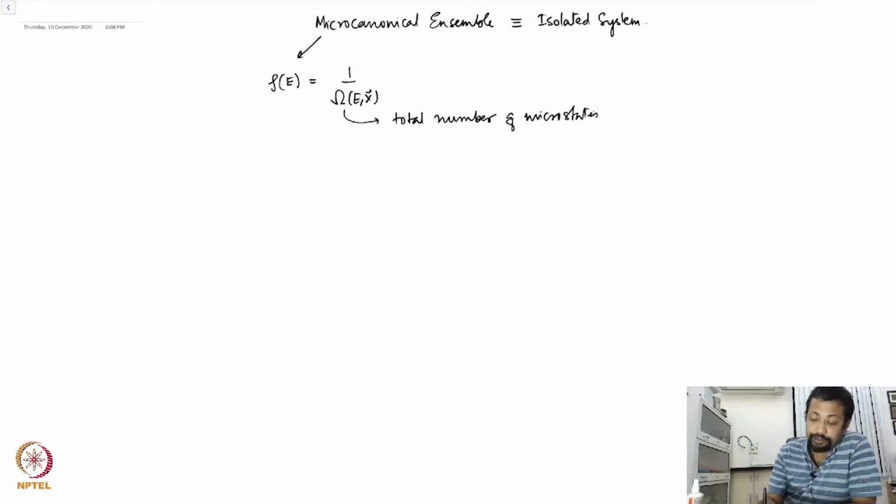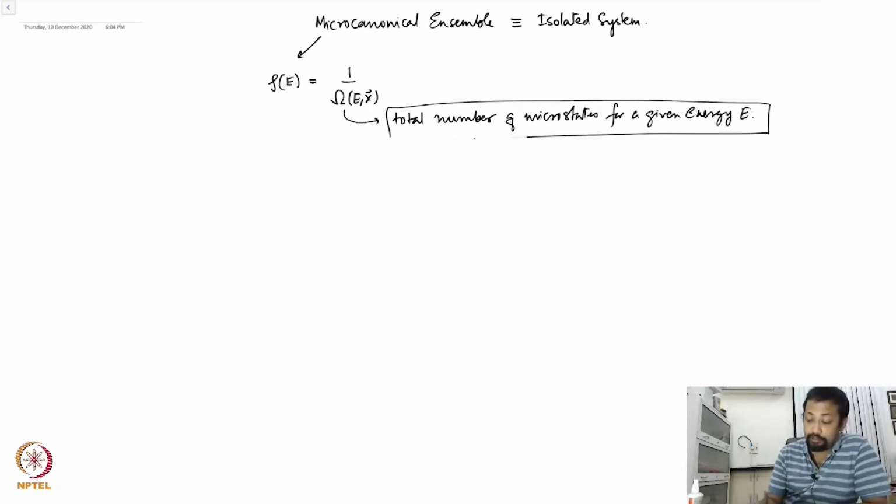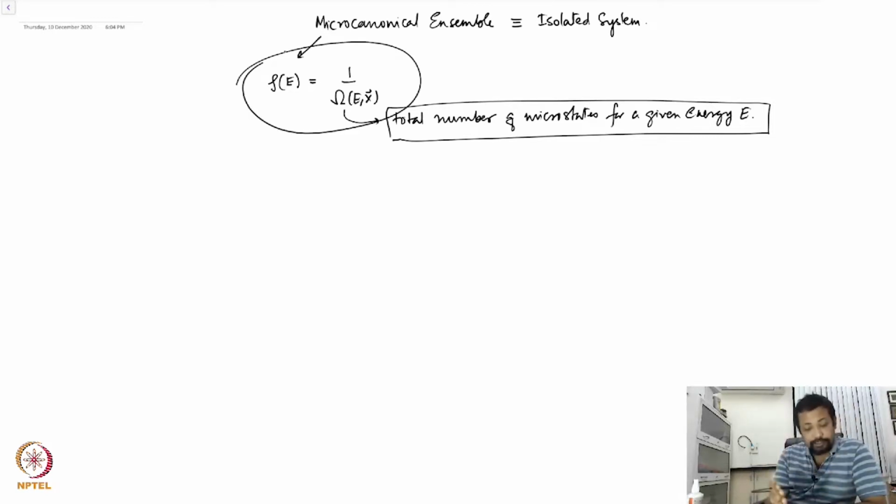Microstates for a given energy E, right? So this is what one must keep in mind. In doing calculations with the microcanonical ensemble, one should always calculate the total number of microstates for a given energy E. Now, whatever derivations and calculations we did in the earlier class, we had considered the system where my phase space variable, the microstates, could take continuous values, right?